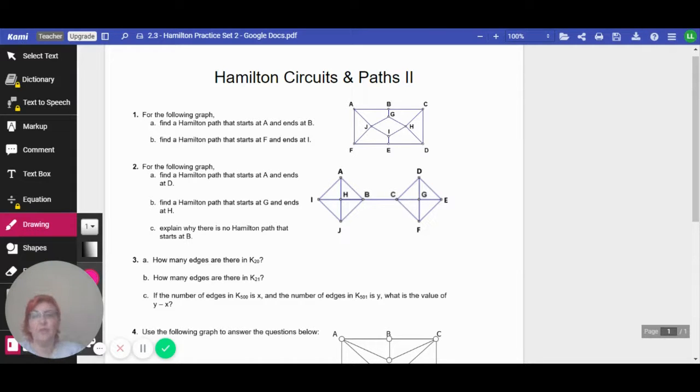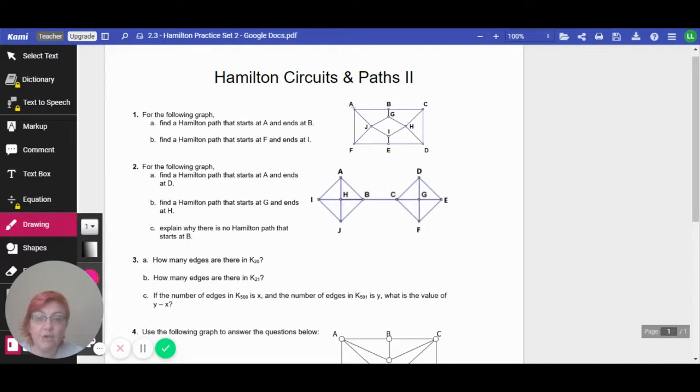Welcome to 2.3 Hamilton Practice Set 2. Let's go ahead and get started. For the following graph, let's find a Hamilton path that starts at A and ends at B.